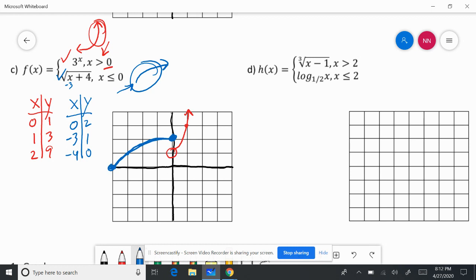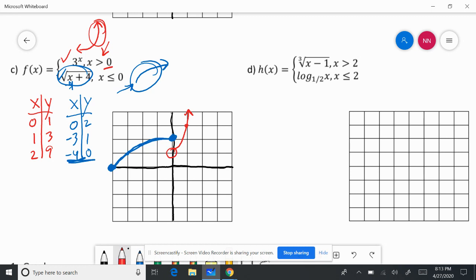The reason that I know this is because if you look at the last number, negative 4, there's nothing less than negative 4. If I pick negative 5, negative 5 plus 4 is negative 1, and I can't find a square root of a negative. So it actually ends right there. I just want to keep that in mind. So that's what my graph looks like.